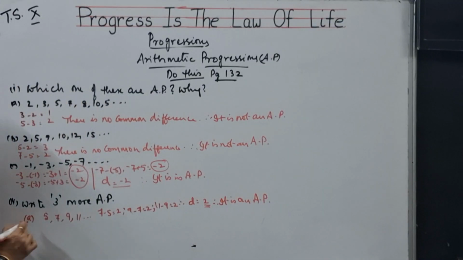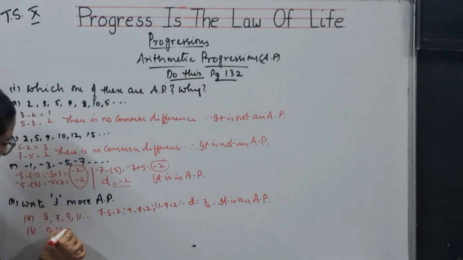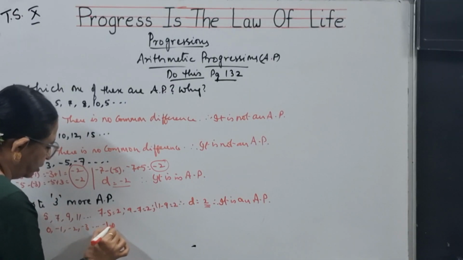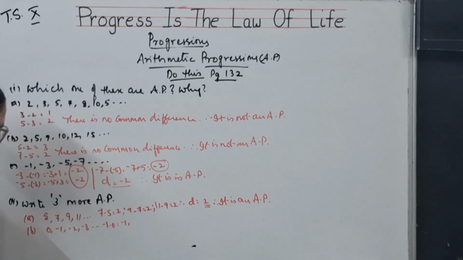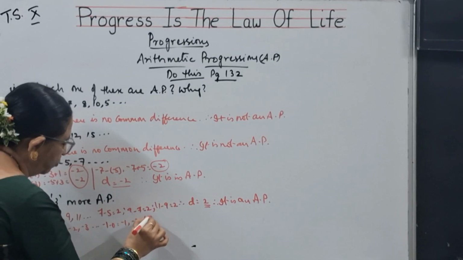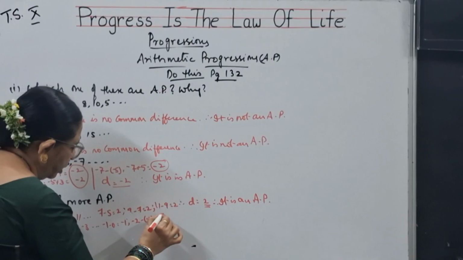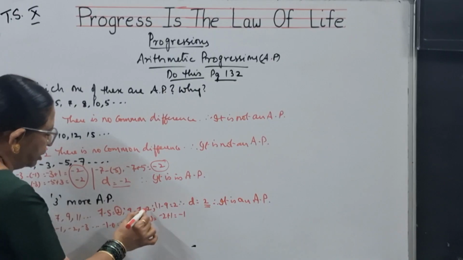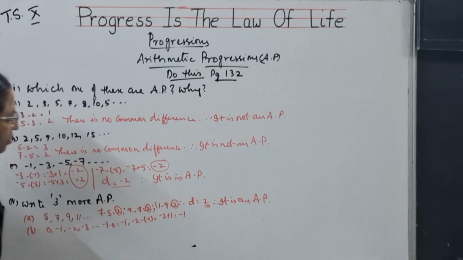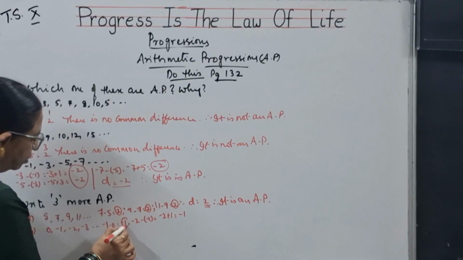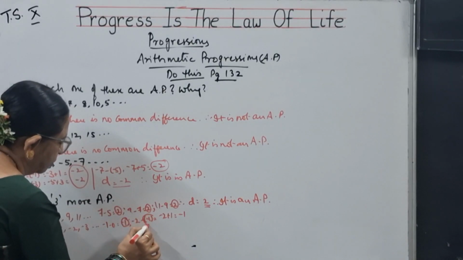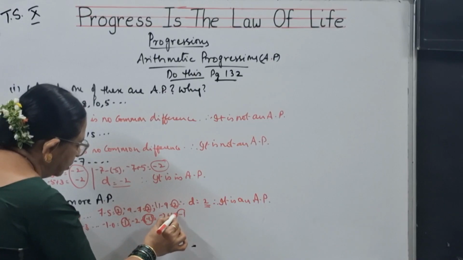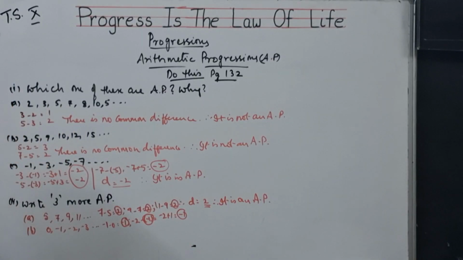Okay. Now, next one. Next one, let me take 0, minus 1, minus 2, minus 3, and so on. So, minus 1 minus 0 is minus 1. Minus 2 minus of minus 1, that is minus 2 plus 1, is minus 1. So these common differences, let me circle them so that you will understand very easily. So here I have got common difference minus 1. Here also common difference minus 1. And here also common difference minus 1.